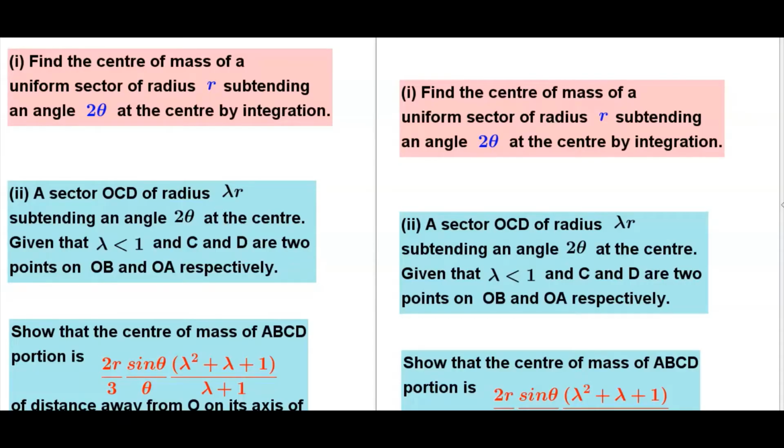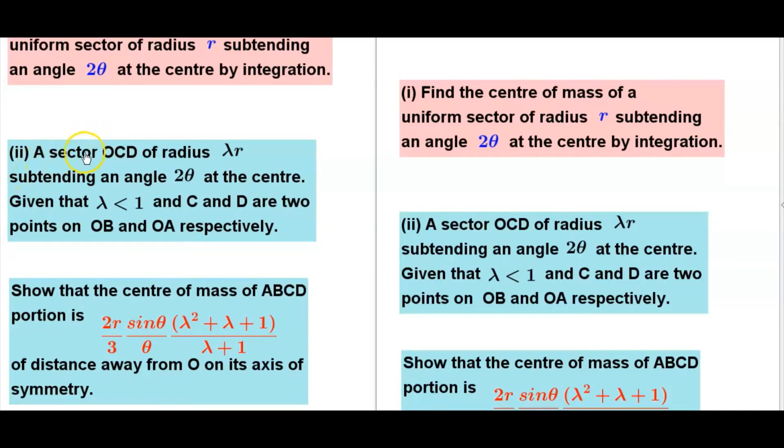Advanced level combined maths 2 question about center of mass. First part, find the center of mass of a uniform sector of radius r subtending an angle 2 theta at the center by integration.